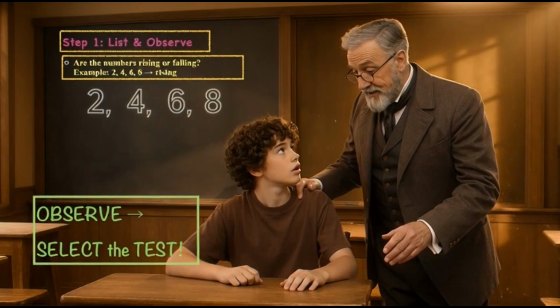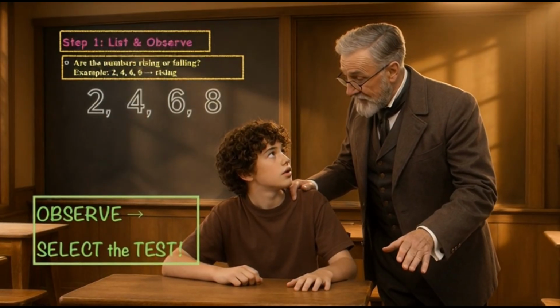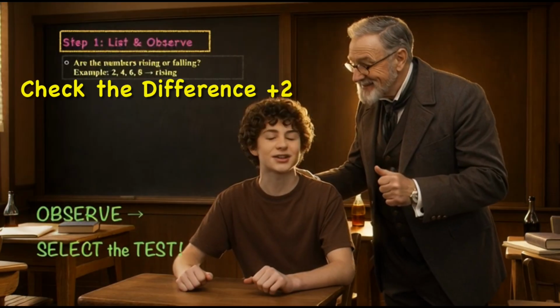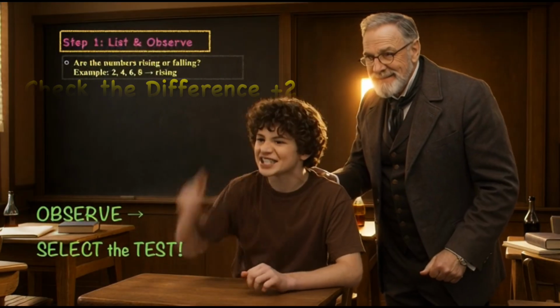First, observe the direction. Are the numbers rising or falling? They're rising. Good. Now check the difference. Plus 2, that is my conjecture. Yes, you have your observation, pattern, and conjecture.